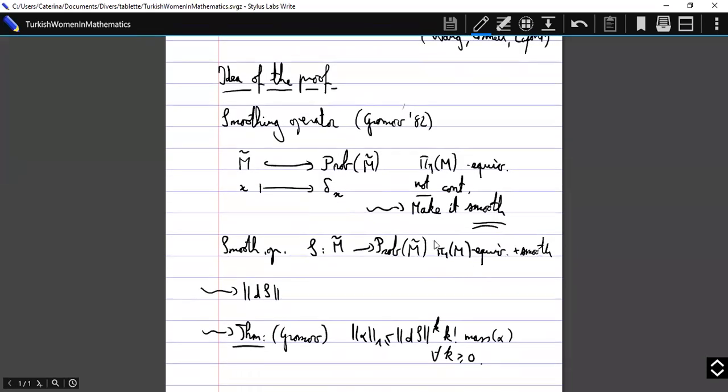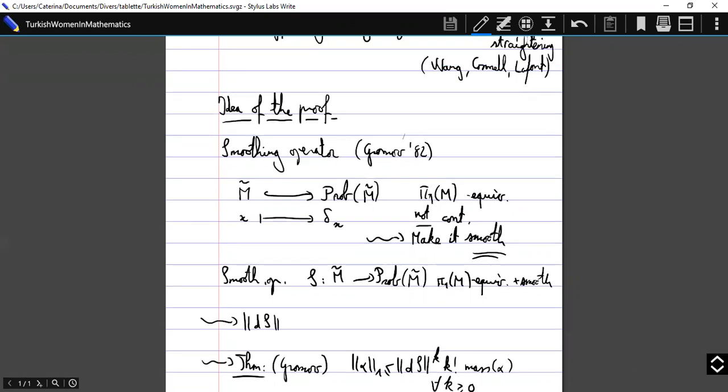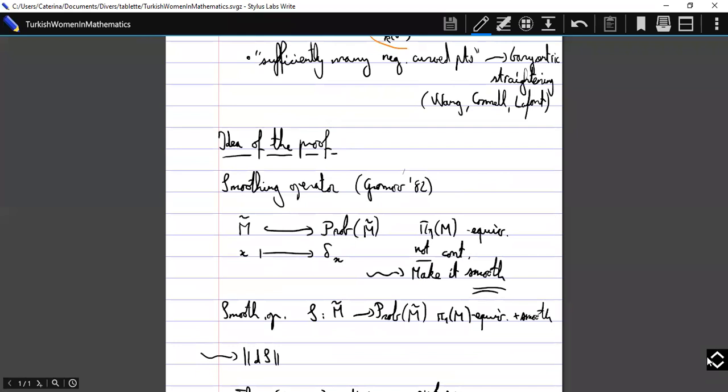Caterina, maybe I missed something, but about this idea of the proof, can you say something more about this pi1 equivariance? How do you make it pi1 equivariant? Let me try to. Is it clear that it's pi1 equivariant in the case of the Dirac operator? This will be something like gamma x or gamma inverse x. I'm not completely sure at the moment. So how do you make it pi1 equivariant?